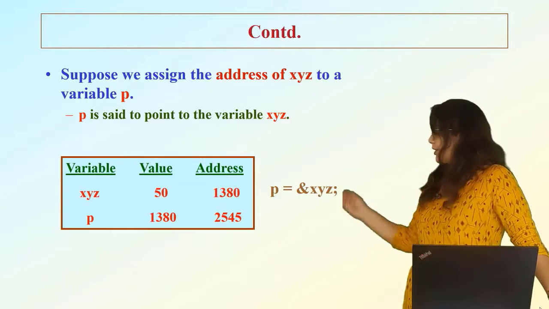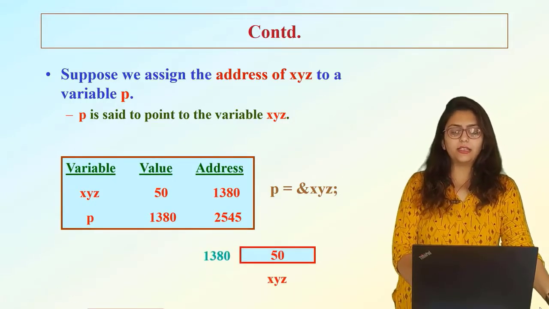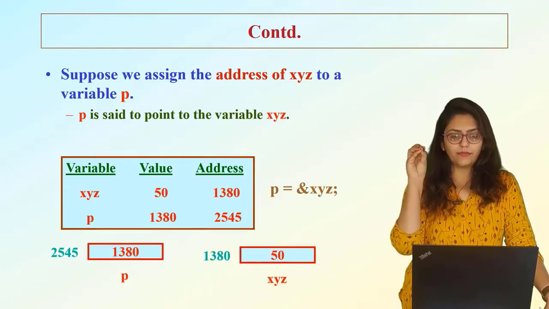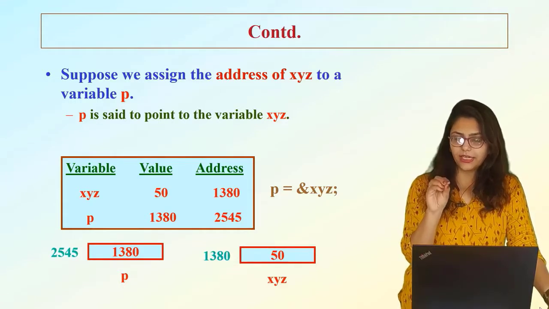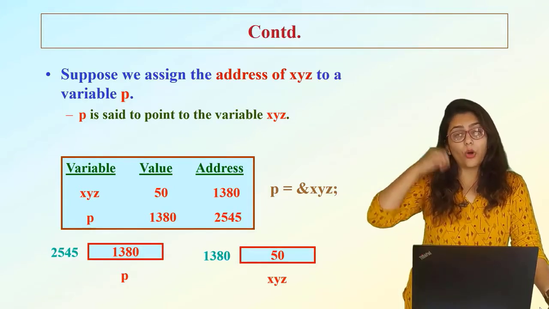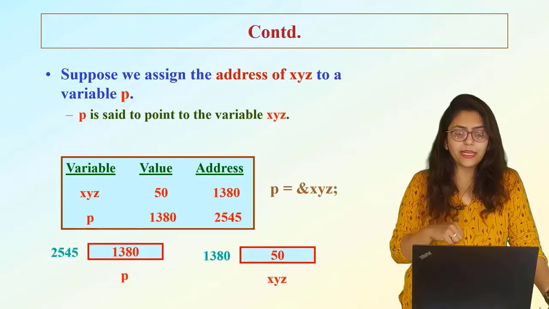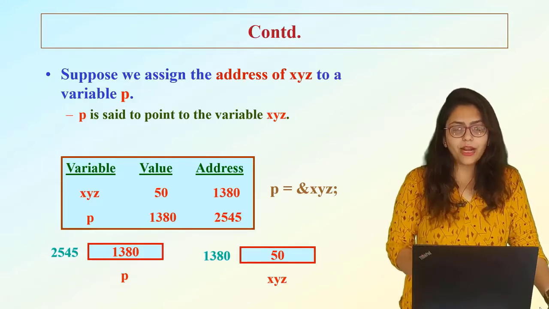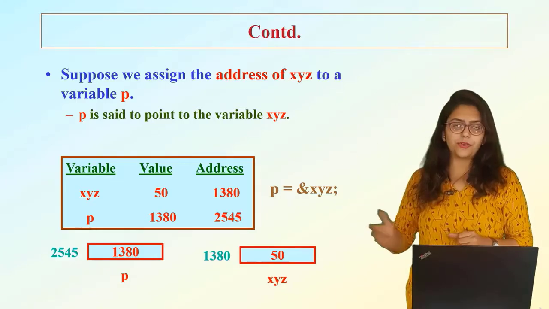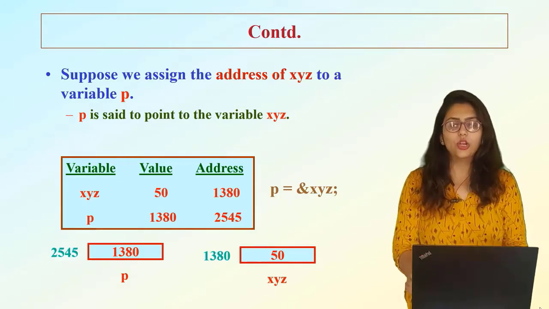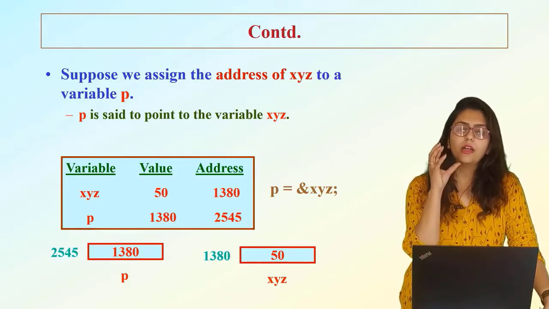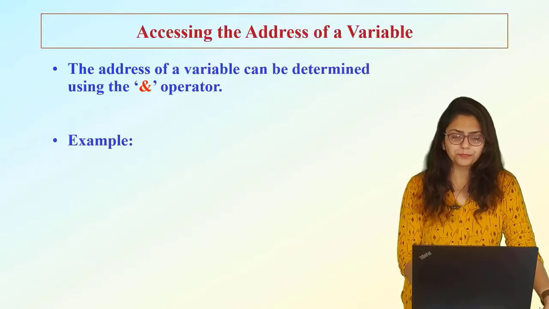You can see the representation over here of how exactly that looks. Suppose xyz has the value 50 at address 1380, and p is storing 1380, that is the address of xyz, and the own address of the pointer p is 2545, right? So you can see it like this. If you see this graphical representation, you will understand pointers very well. So what exactly is a pointer? A pointer is a variable which stores the address of another variable.